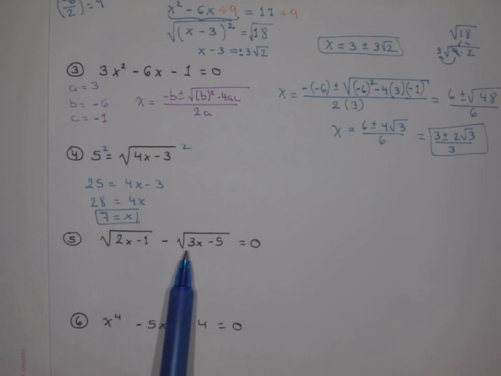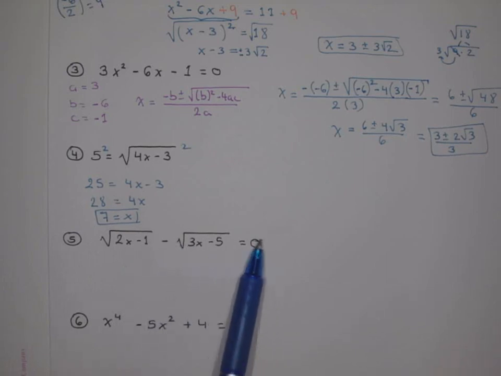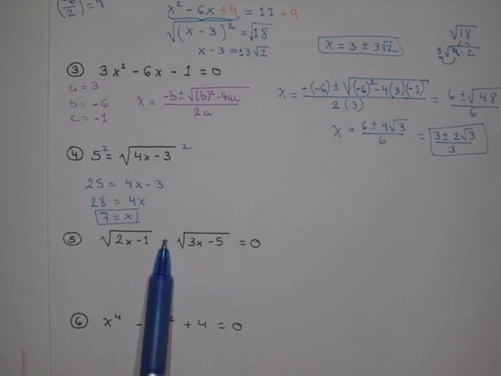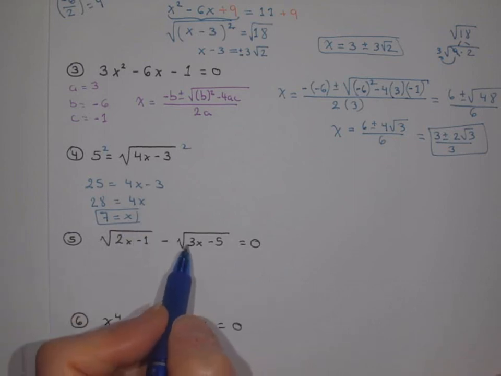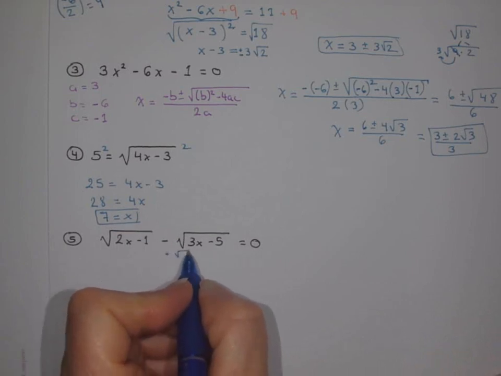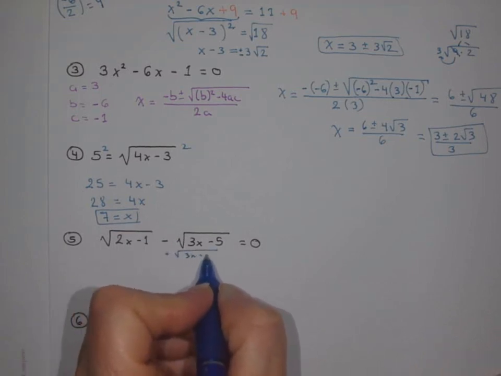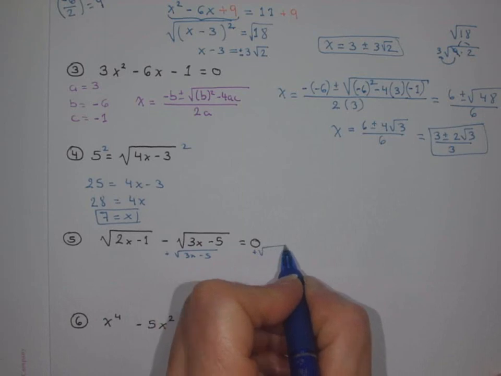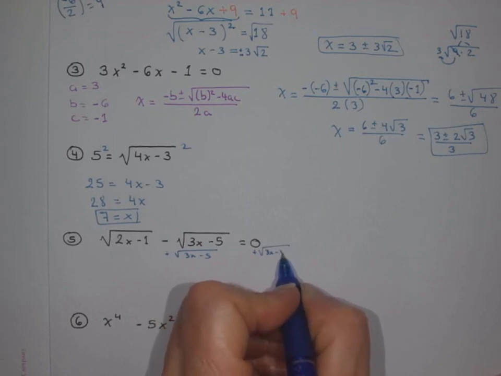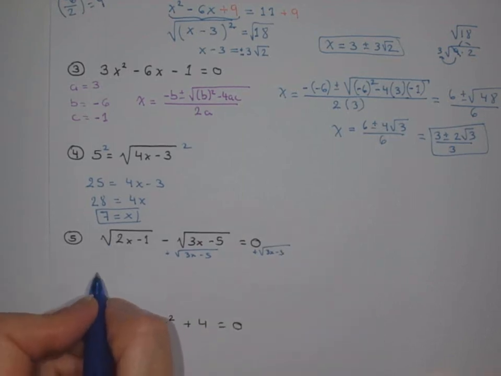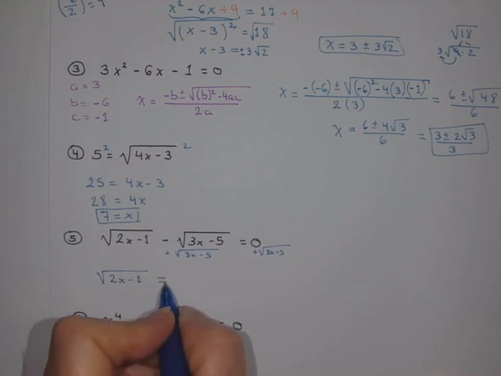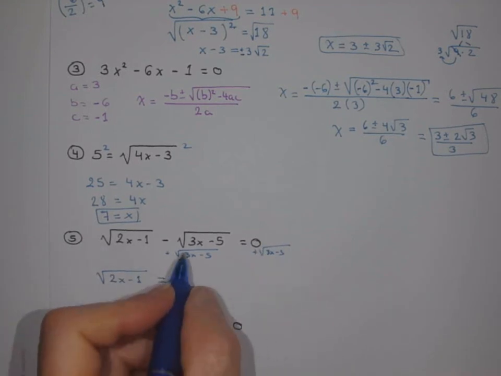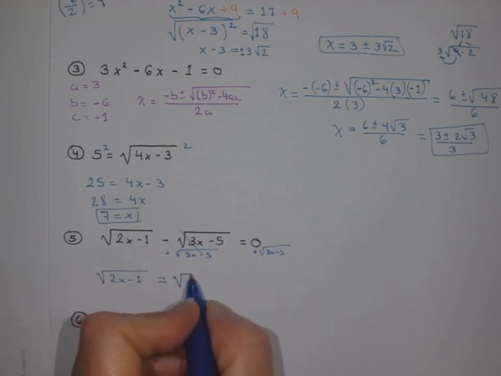Alright, so here, how do we do that? We have two square roots, but they're subtracted. Well, we can't square both sides because of that subtraction, but I can add the square root of 3x minus 5 to both sides here. So now we have the square root of 2x minus 1 equals that square root, right? Because that will cancel.